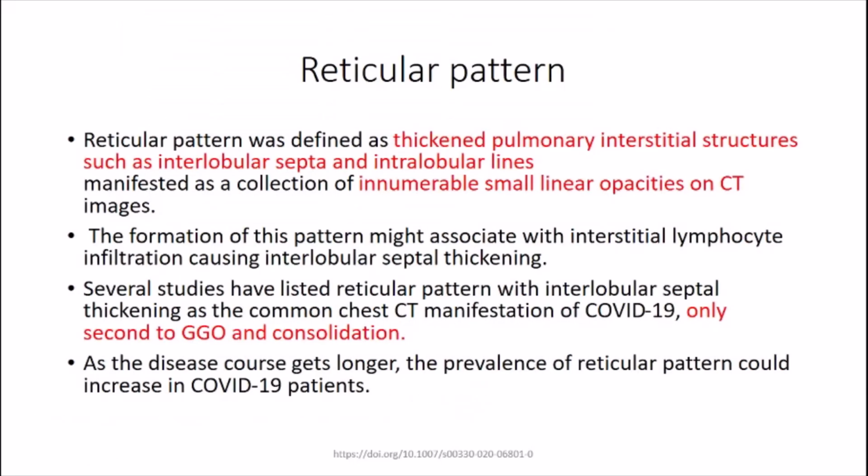The next pattern is the reticular pattern, which is defined as thickened pulmonary interstitial structures such as interlobular septa and intralobular lines. And it can be seen as innumerable small linear opacities on CT.